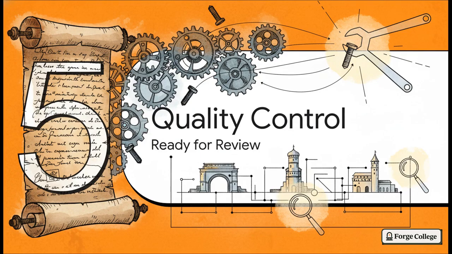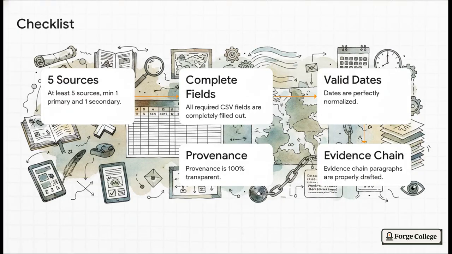Finally, Section 5, the quality control checkpoint. Before we ship this historical artifact off for peer review, we cannot afford any loose bolts in our timeline. Your data must pass this 5-step checklist. 1. Ensure you have at least 5 distinct sources with a minimum of 1 primary and 1 secondary. 2. Verify all 9 CSV fields are fully complete.